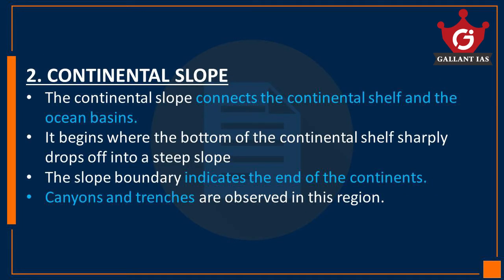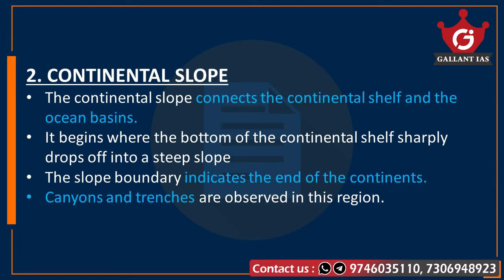Then the next one is the Continental Slope. The Continental Slope connects the continental shelves and the ocean basins. It begins where the bottom of the continental shelf sharply drops off into a steep slope. Another important fact is that the slope boundary indicates the end of the continent. Canyons and trenches are observed in this region.